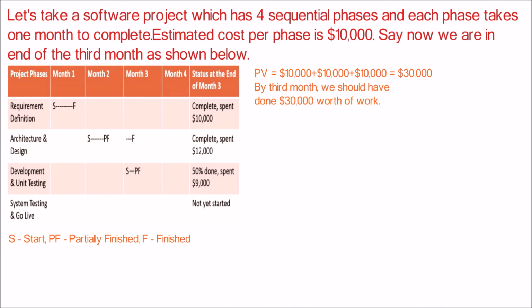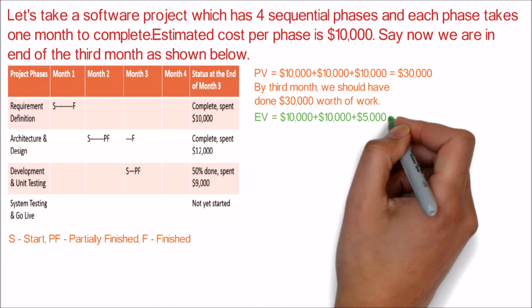Let's calculate the planned value, PV. PV is equal to $10,000 for the first month plus $10,000 for the second month and $10,000 for the third month. Hence the total value of PV is equal to $30,000. So by the third month, we should have done $30,000 worth of work.